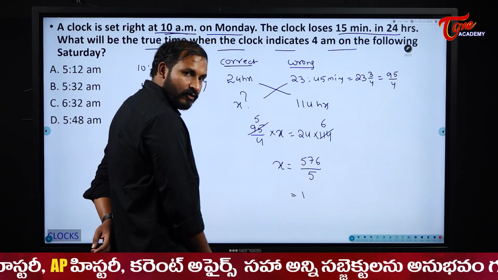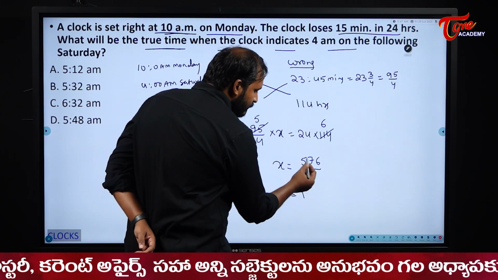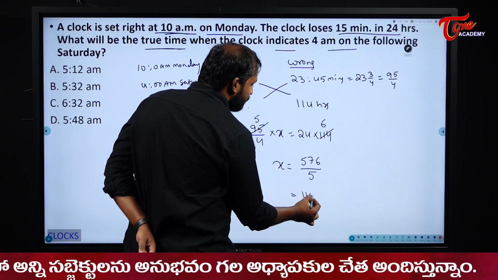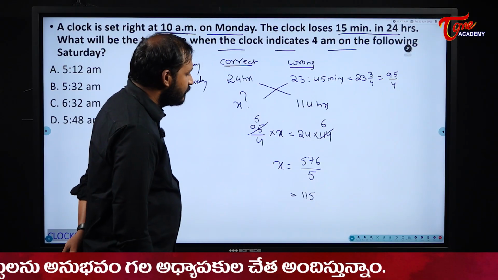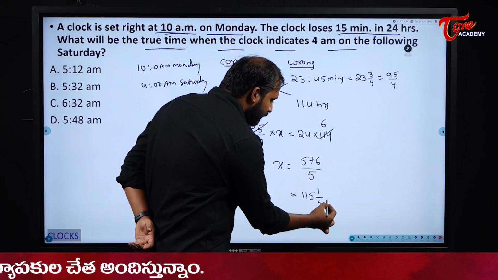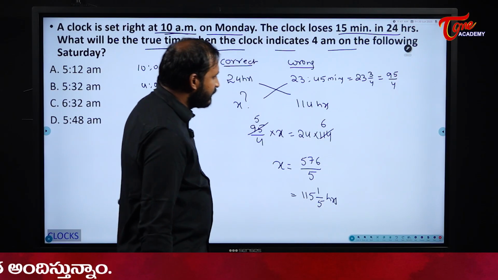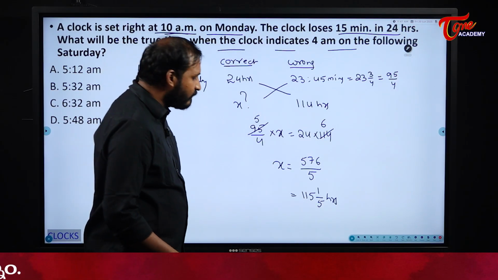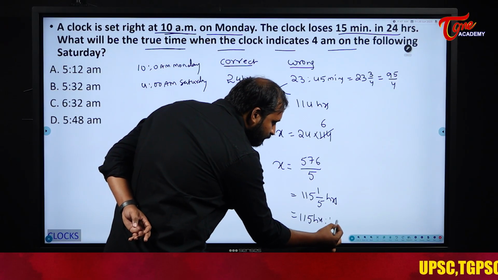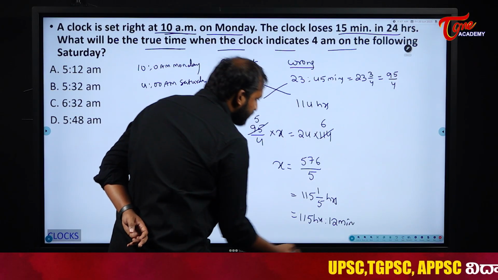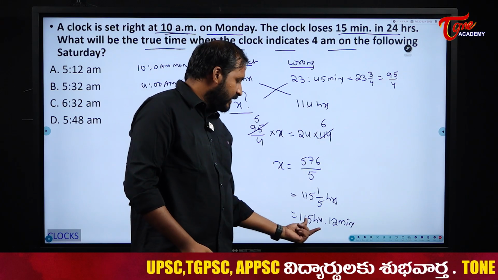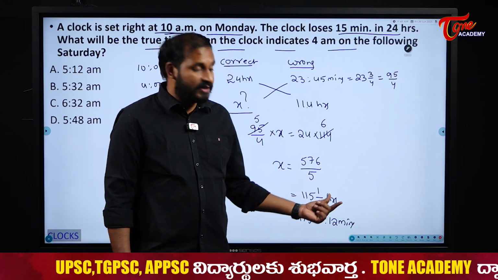See here in the 5 table, if you cancel it, 5 1s are 5, okay, good. Next, 5 1s are 5. I will be left with 2 6. That means 115 and I will be left with 1 by 5 hours. That means in my correct clock it will run for 115 hours. 1 by 5 hours means 12 minutes. In my wrong clock it is running 114 hours. In my correct clock it will run for 115 hours 12 minutes.